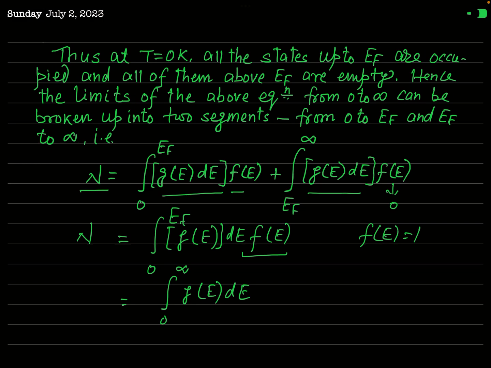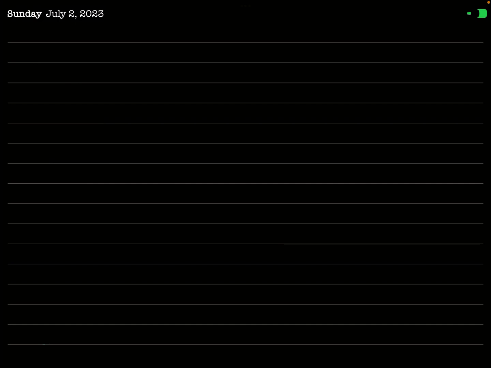Now you have seen earlier that this G of E dE is equal to C E to the power half dE. So let us substitute the value of density distribution function G of E dE. So you can write N is equal to the integral from 0 to EF of C E to the power half dE. Actually, we will substitute the value of C later on after simplification. And what will be this integral? C is a constant, and this E to the power half will be integrated, and when we substitute the limit, you can see this will be equal to 2 by 3 C EF to the power 3 by 2.